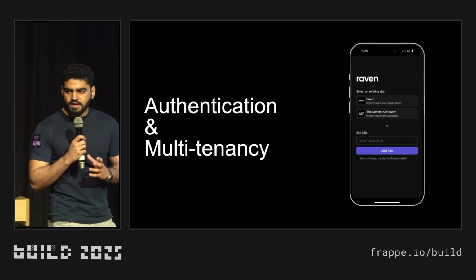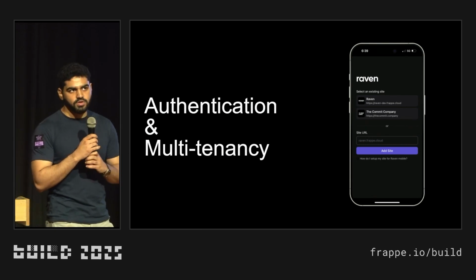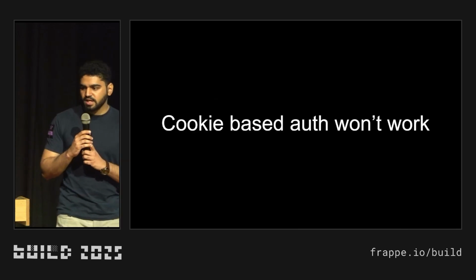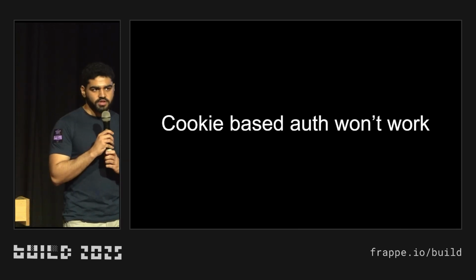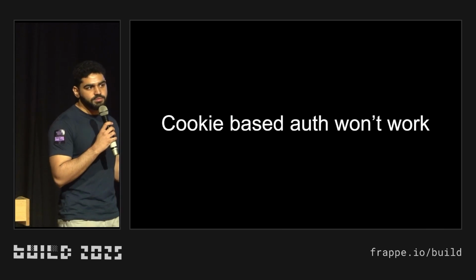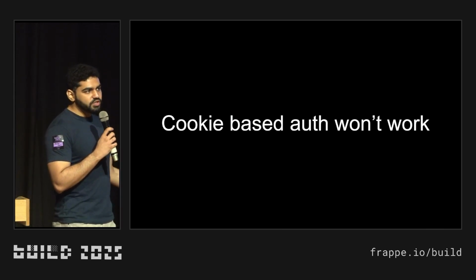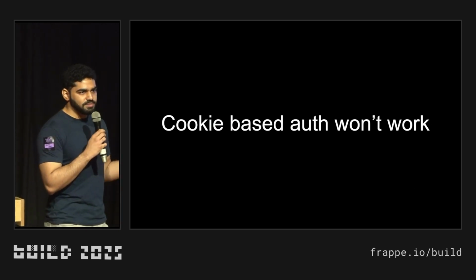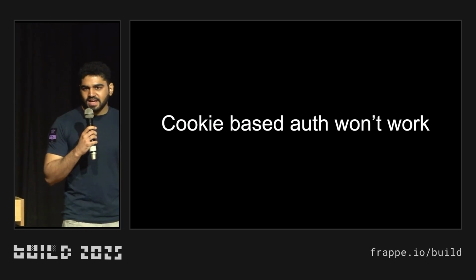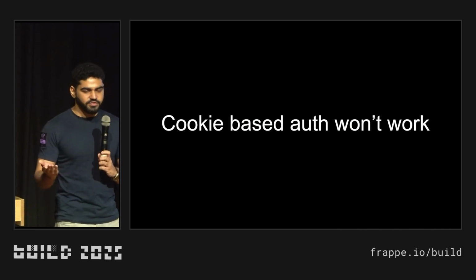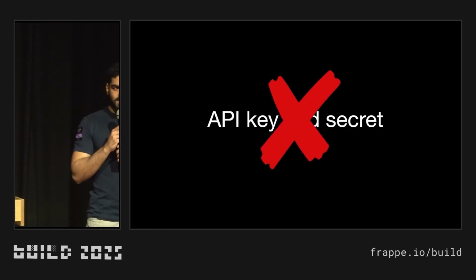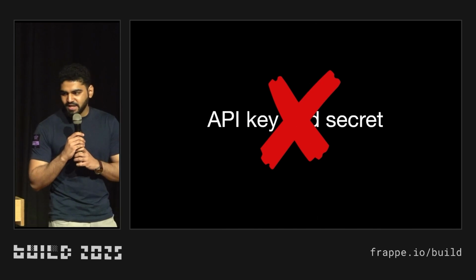Since Raven is a multi-tenant app, you are allowed to enter your own site URL. Cookie-based authentication won't work for that, because for cookie-based authentication you need a session ID, and for that you'd have to whitelist your Frappe server URL. That is just not possible, since we are allowing you to enter any URL. So cookie-based won't work. And obviously, API key and secret is a no-no. You should never expose your API key secret.